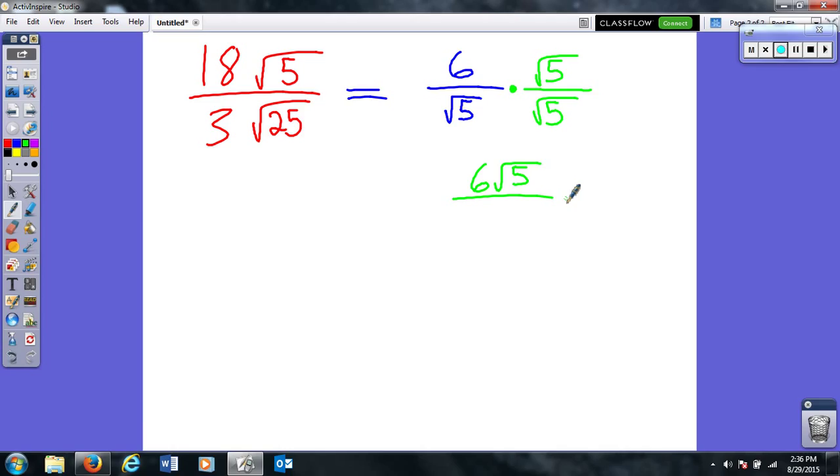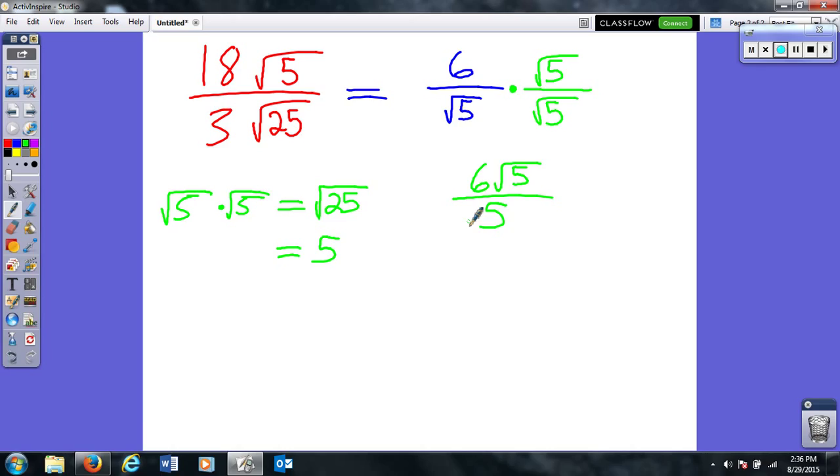There's a couple ways you can look at how to do this. One way would be square root of 5 times square root of 5. Use our multiplication rule, so we multiply the insides and we get the square root of 25. Well, the square root of 25 is 5. So we would get just 5 on the bottom.